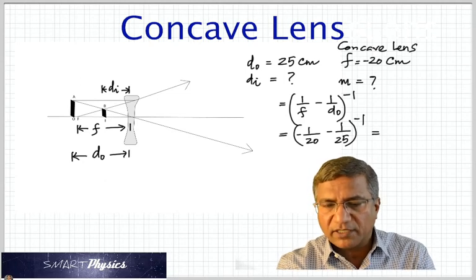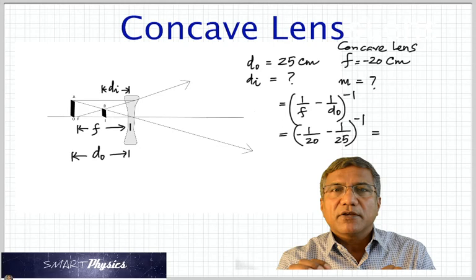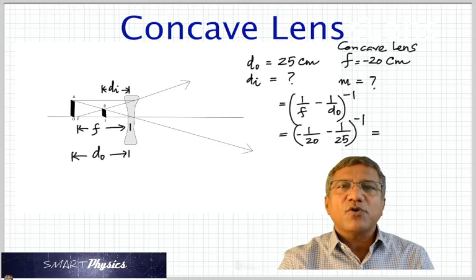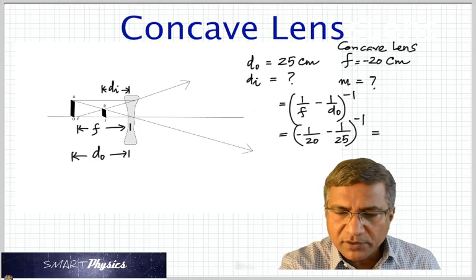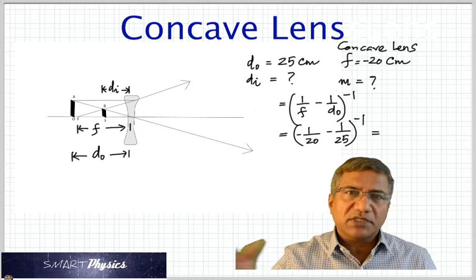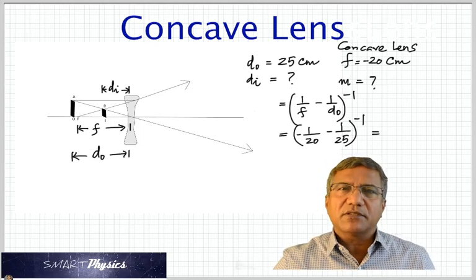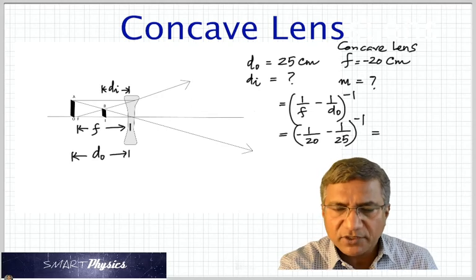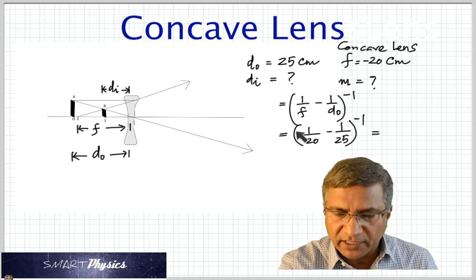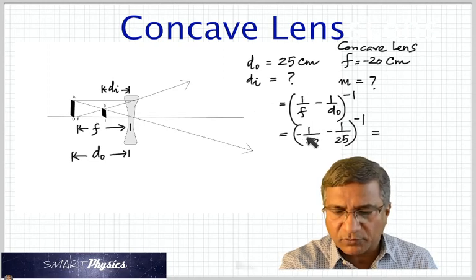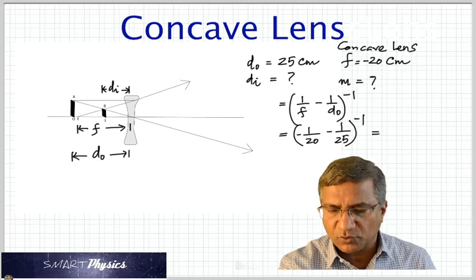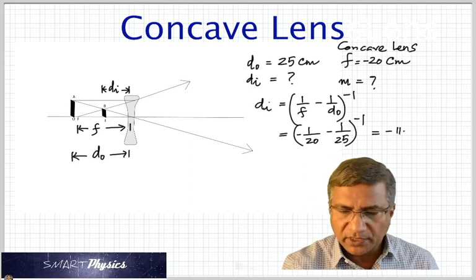If it's a concave lens, the focal length is negative. So even though the problem says the focal length is 20 centimeters, when you put it into the equation, make sure you put F as negative 20. So negative 20 here. That's why it's negative 1 by 20, negative 1 by 25, raised to minus 1. Okay, now I've corrected it.